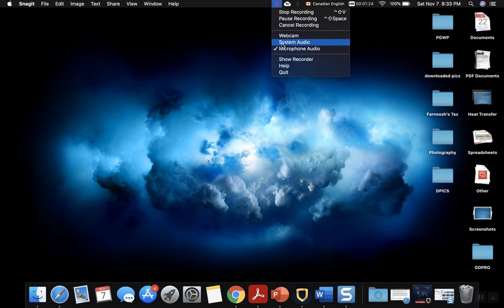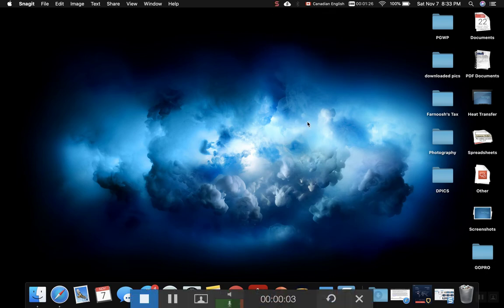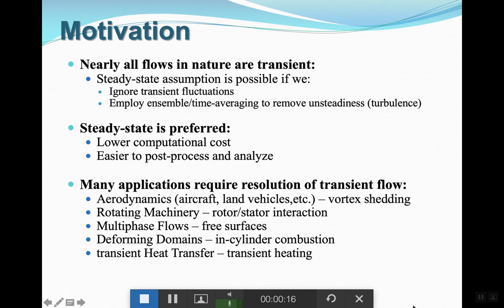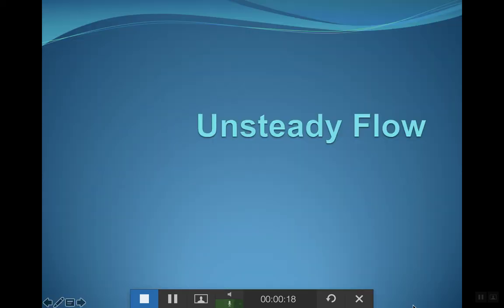Good morning, everyone. We are having our next subject today. The subject is a mixture of actually two different subjects that we will cover today. One would be the unsteady flow, and the second one is UDF, or user defined functions. So let's start with the unsteady flow.